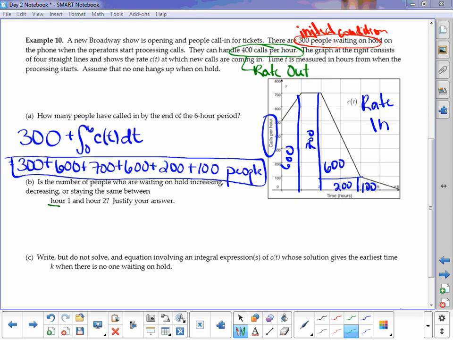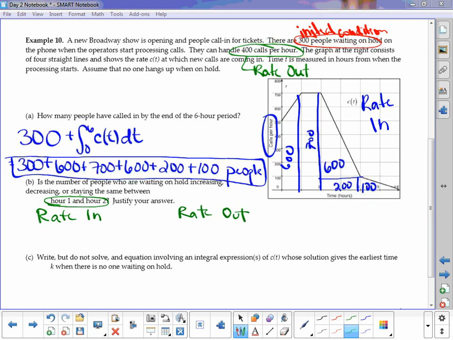So if we consider how many people are on hold, so we're looking at hours 1 and 2. If we consider how many people are on hold and also how many people are being processed, whichever value is larger will help us know if more people are being stuck on hold or if they're getting processed faster. All right. So our rate between hour 1 and 2. So the number of people who are waiting on hold. What is my rate? Let's just break it up between rate in versus rate out.